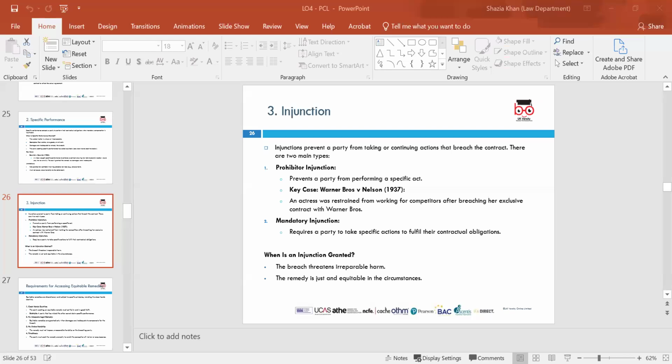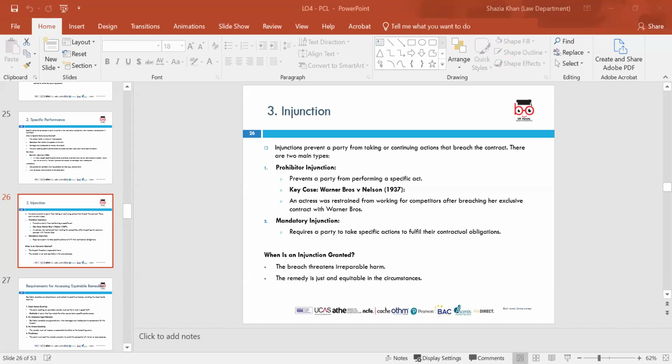So, there are different elements in regards to injunctions. You do have different types. You have prohibitory, as we mentioned, and mandatory. And the prohibitory one is the famous case of Warner Brothers and Nelson, 1937, where an actress was restrained from working for competitors after breaching her exclusive contract with Warner Brothers. So there are different elements of that, and there are different examples.